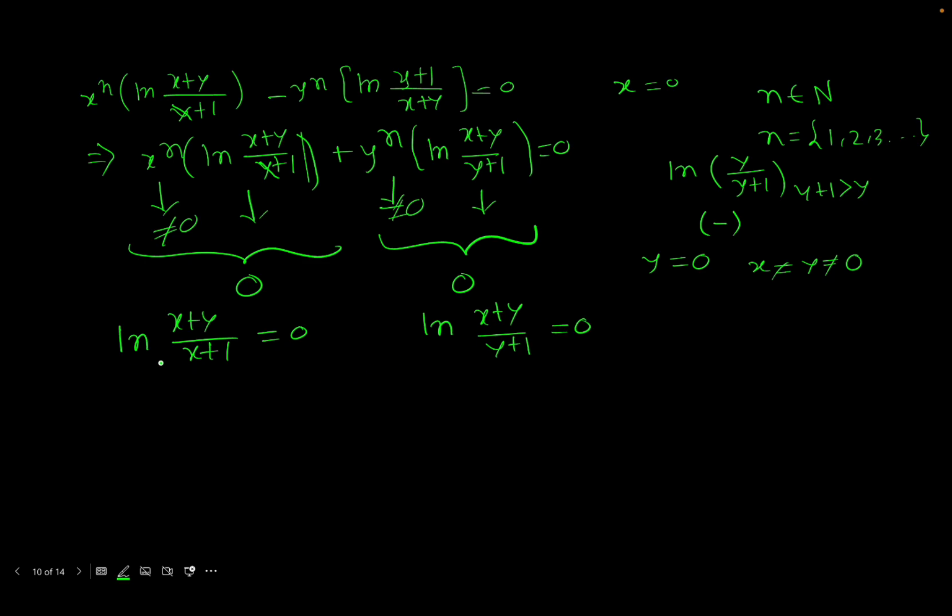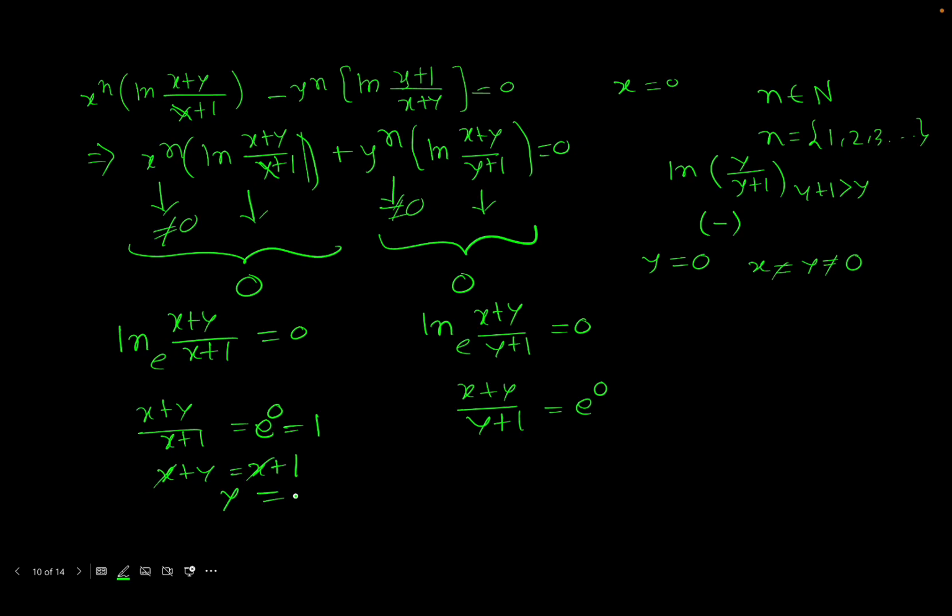The base here is e. If we want to eliminate this ln, we can simply write x plus y is equal to what? It will come this side and be the power, so x plus 1 is equal to e to the power 0. So it will be 1. So x plus y is equal to x plus 1. So x will be cancelled out, so y is equal to 1. And here it will be again, y plus 1 equal to e to the power 0, so it will be 1. So x plus y is equal to y plus 1, so x is also equal to 1. So x is equal to y is equal to 1, and this is our solution.